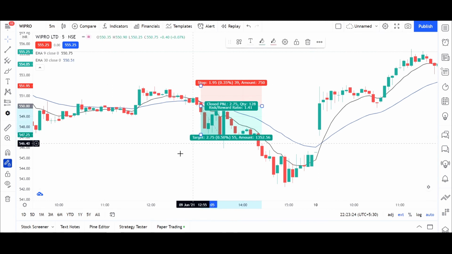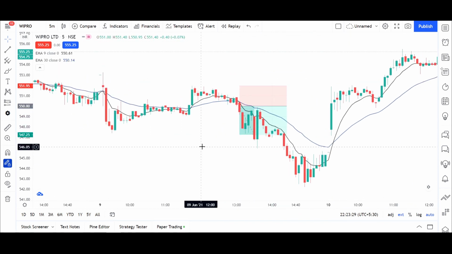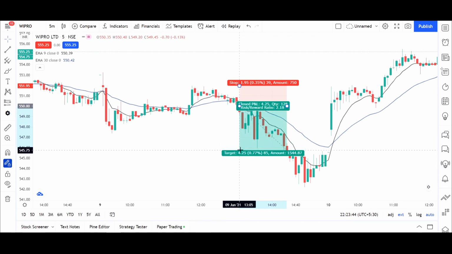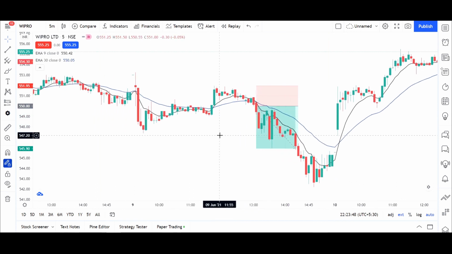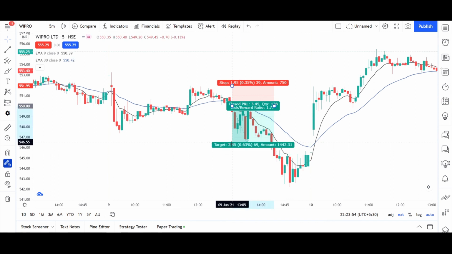Small targets and small profits are better than taking big losses, because when you aim for a very big target, in the majority of cases you end up taking a big loss. So aim for a target of 0.50% and at max 0.75%. The first target would be 0.50% and the second target will be 0.75%.